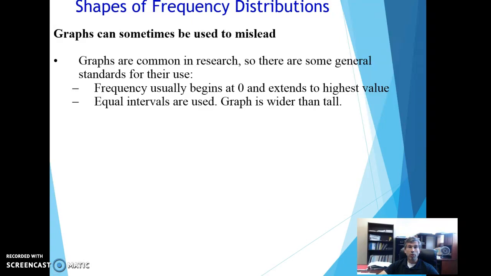But some general rules of how graphs are used. Graphs are really commonly used because they make complex data very easy to process for a lot of people. So there are some general standards. We want to start the frequency at 0 and extend it to the very highest value, the highest frequency in the data set. We want to use equal intervals, and we want the graph to be wider than it is tall. That's just for visual sake. People process that a little more easily.